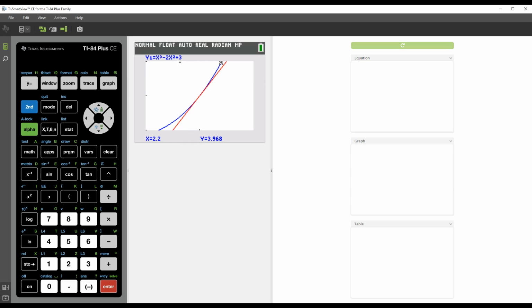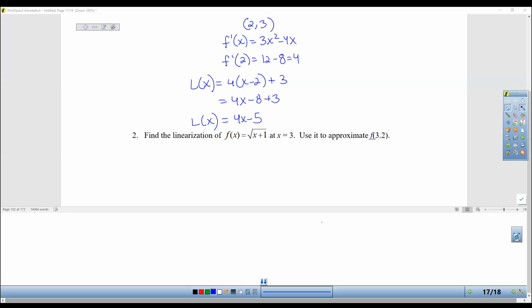On the blue curve, if you plugged in a 2.2, which you do not want to plug in by hand to that blue curve there, you would get 3.968. If you plugged it in, so I'm going to use this up arrow to switch to the other line right there, for 2.2 for the red line, it's 3.8. So 3.8 versus 3.968.